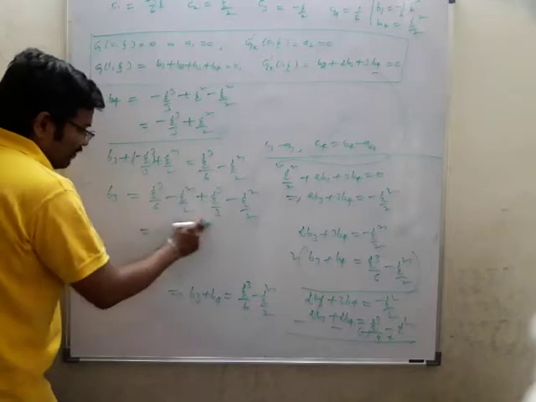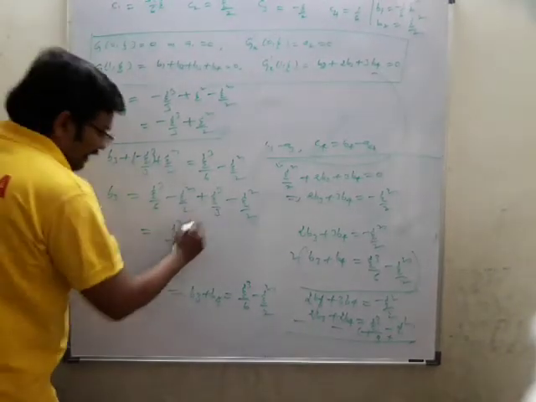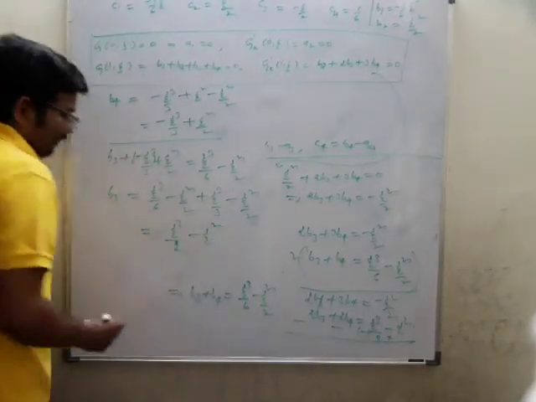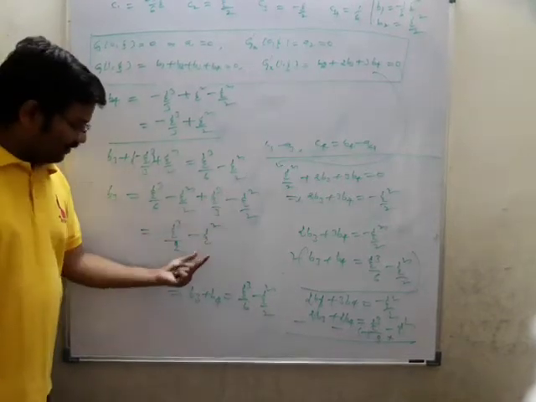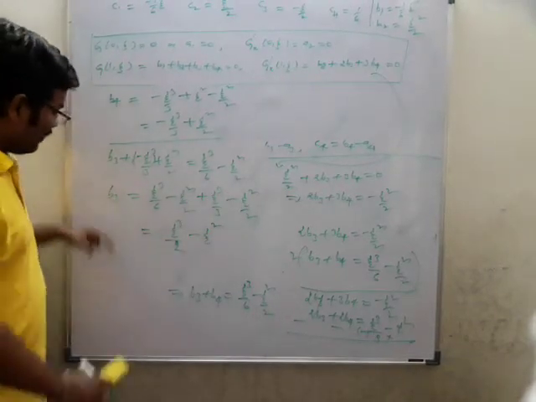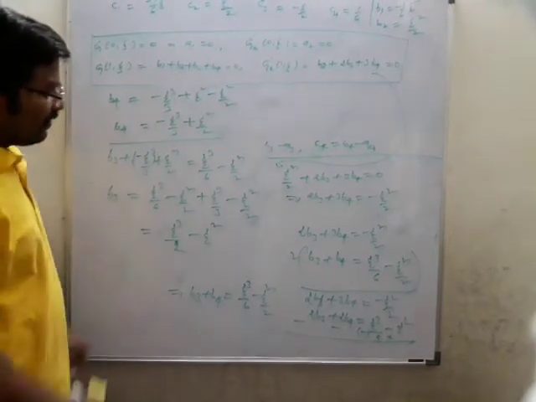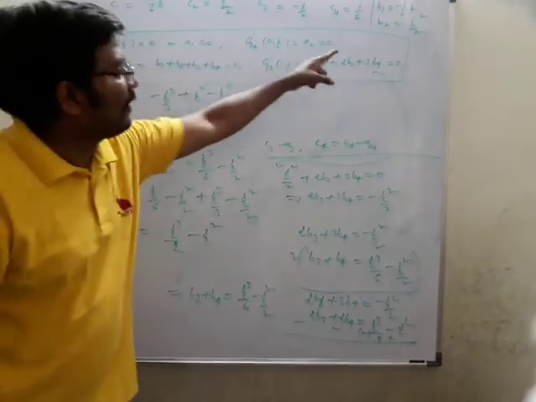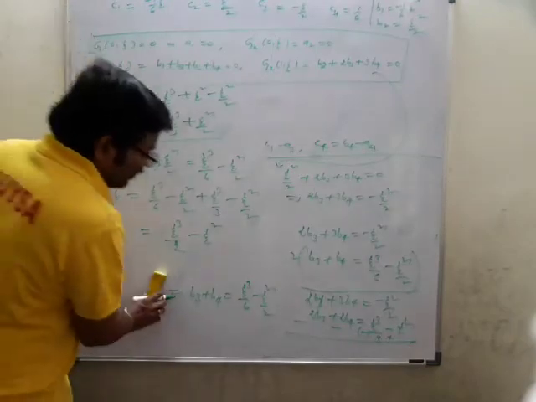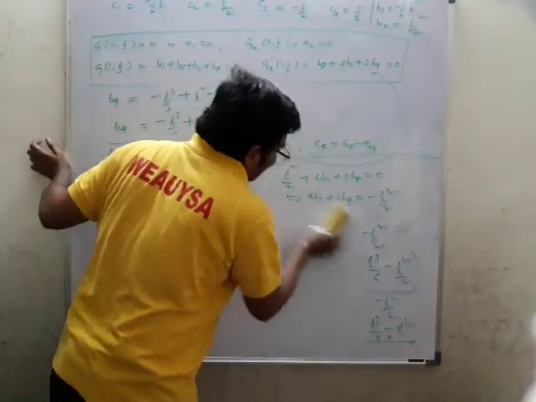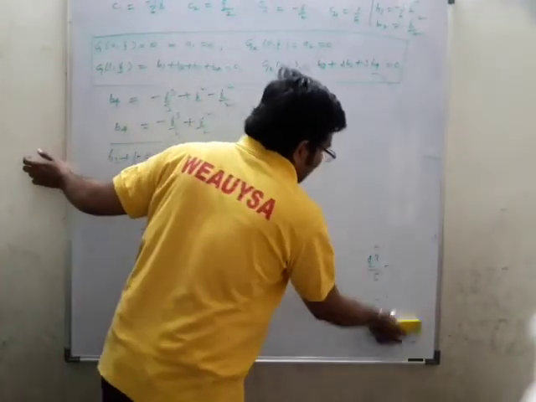If you simplify these two, I'll get xi cube by 2, and this is xi square. Xi square by 2, xi square by 2. You'll get xi square. This is xi cube by 2. Now B3 I know, B4 I know. So B1, B2, B3, B4 I know. Then we'll go for A3, A4 values.